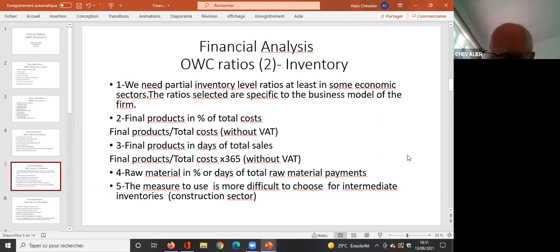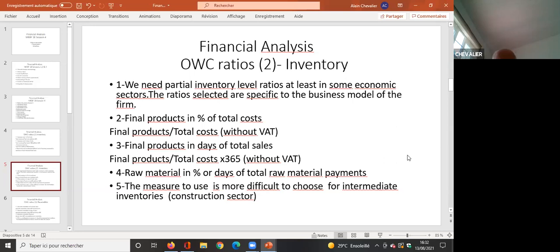It means the value of the final products in the balance sheet before they are sold doesn't integrate the margin on the customer. So if you sell for 100, perhaps it is valued at 85 or 90, not 100. So it's cost-based. This valuation of the final product has to be compared to total cost and, of course, without VAT.